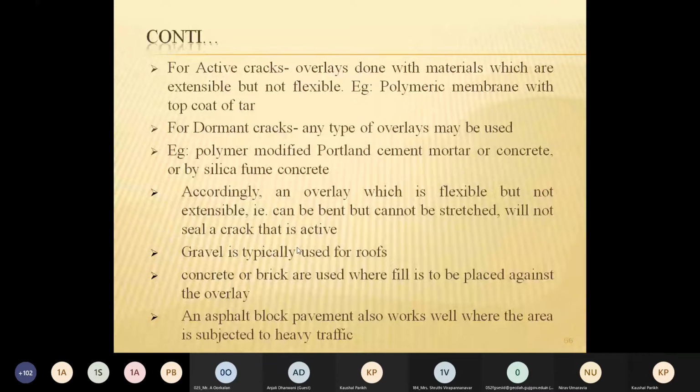Accordingly, an overlay which is flexible but not extensible, which can bend but cannot be stretched, will not seal a crack that is active. Here, gravel is typically used for roofs as an overlay, and concrete or brick are used when the fill is to be placed in the overlay. An asphalt block pavement also works well where the area is subject to heavy traffic.